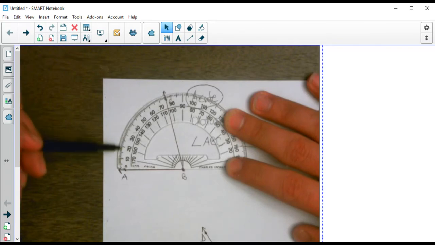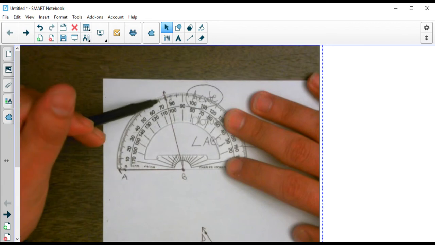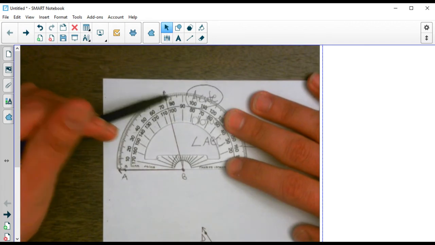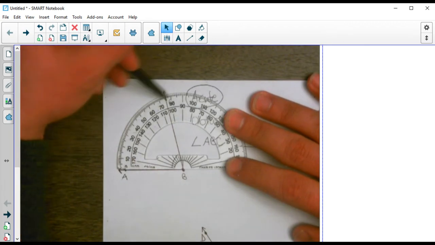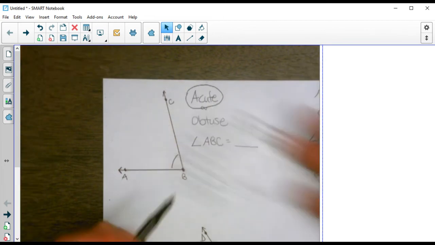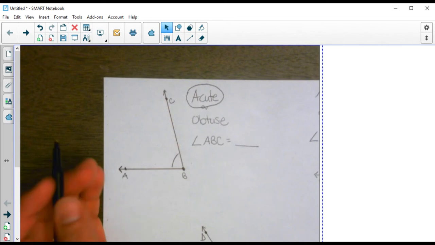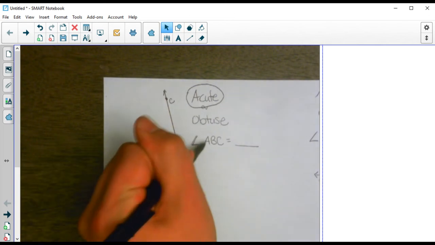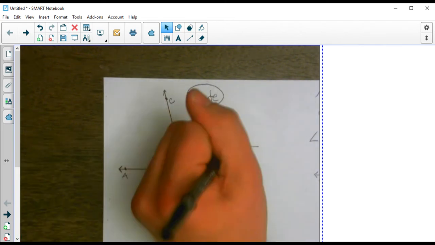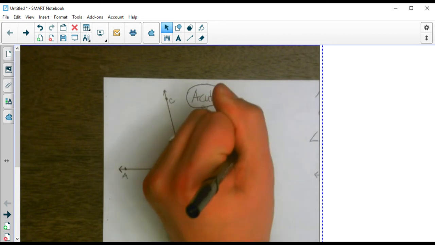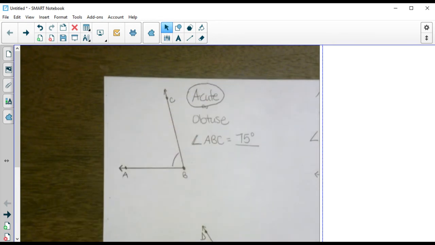10, 20, 30, 40, 50, 60, 70. I'm not crossing 80 yet, so it's got to be less than 80, but more than 70: 71, 72, 73, 74, 75. So that's a 75 degree angle. And the way I write that is angle ABC equals 75 degrees. Let's do another one.